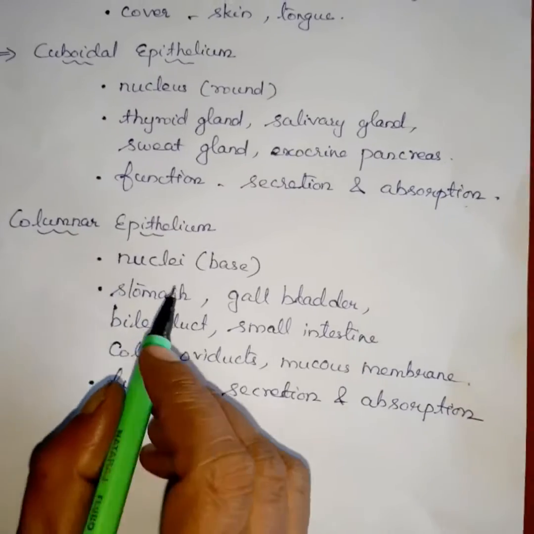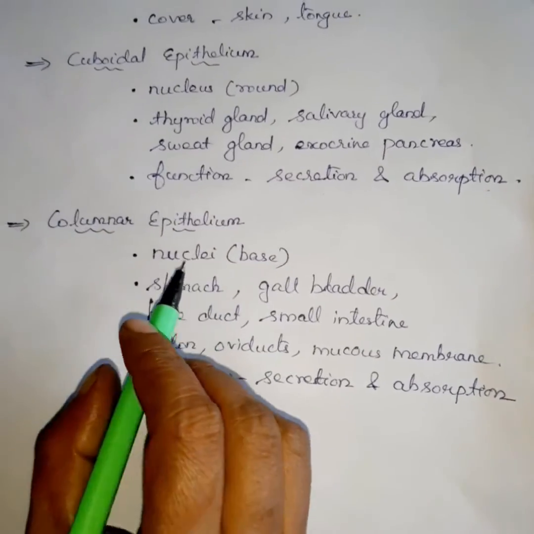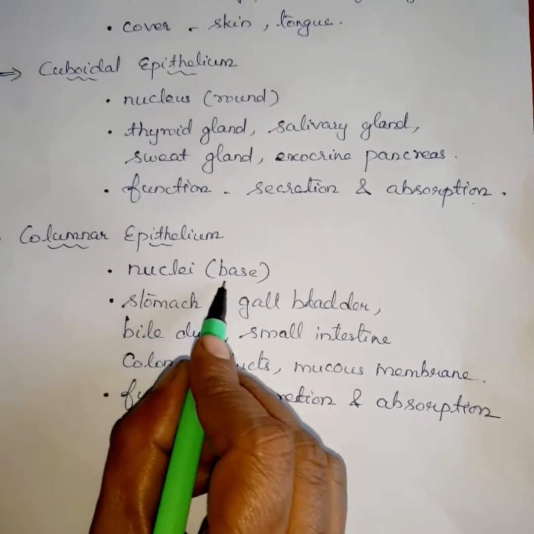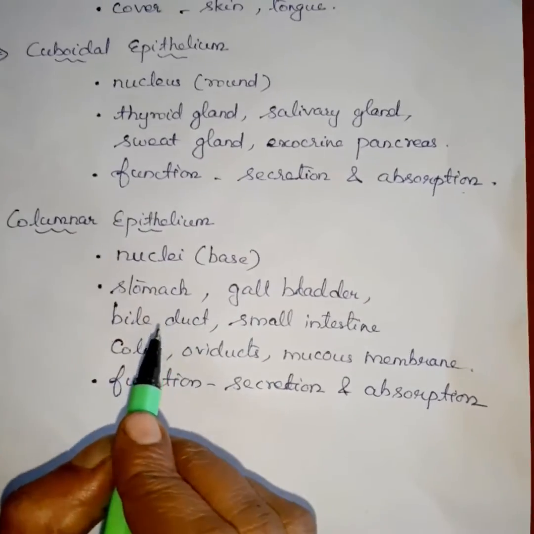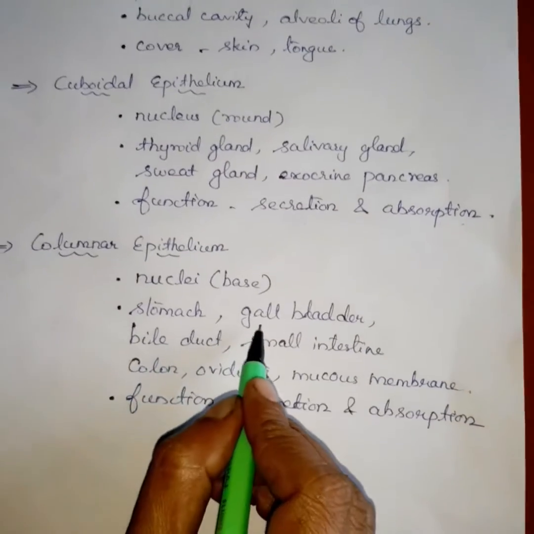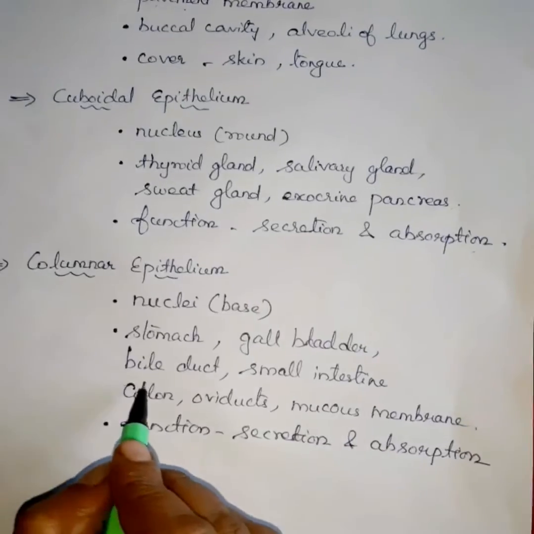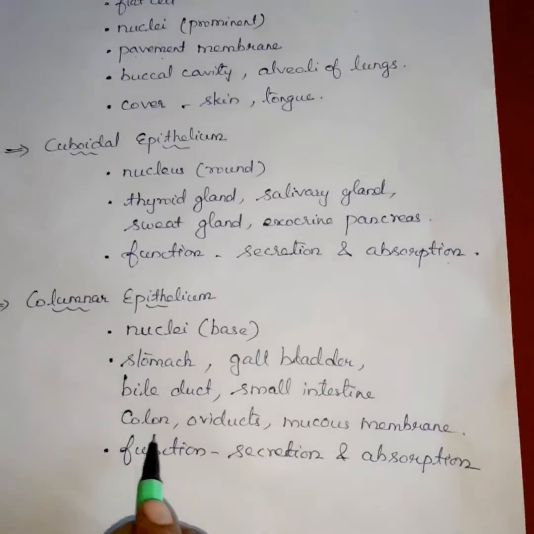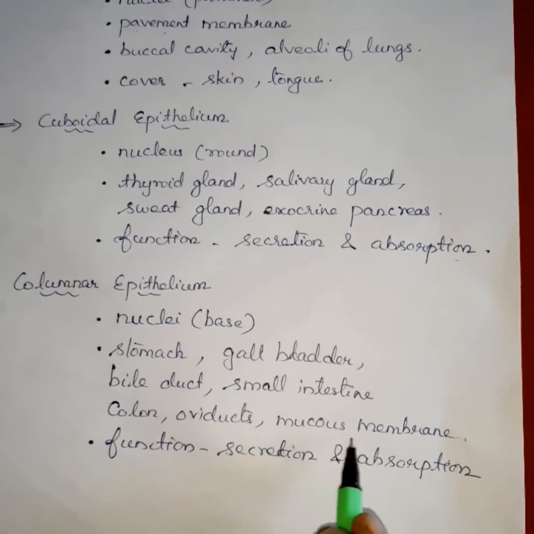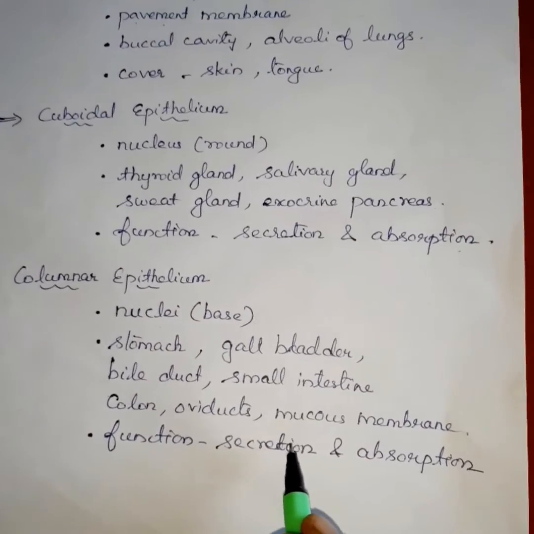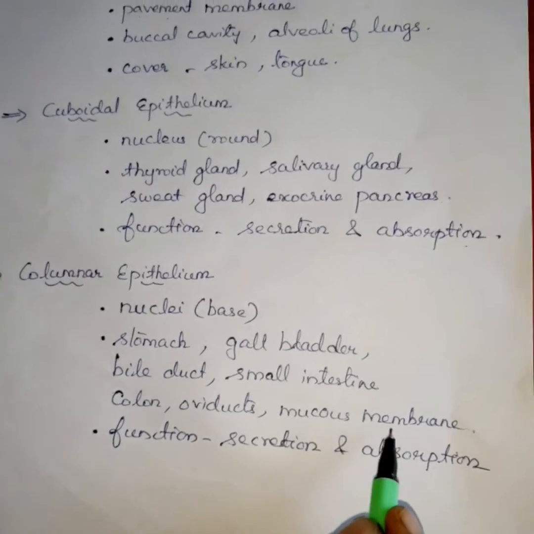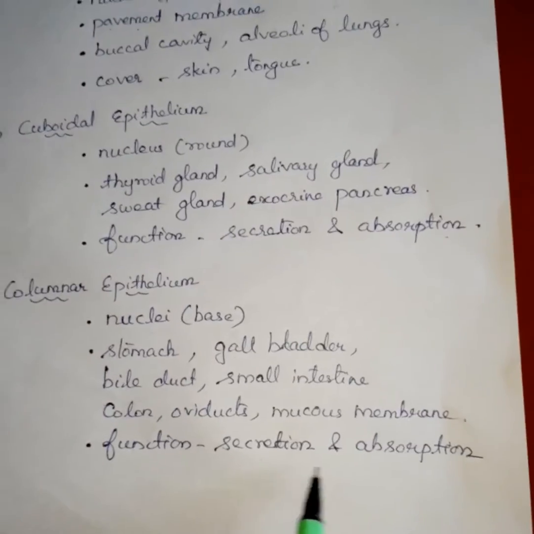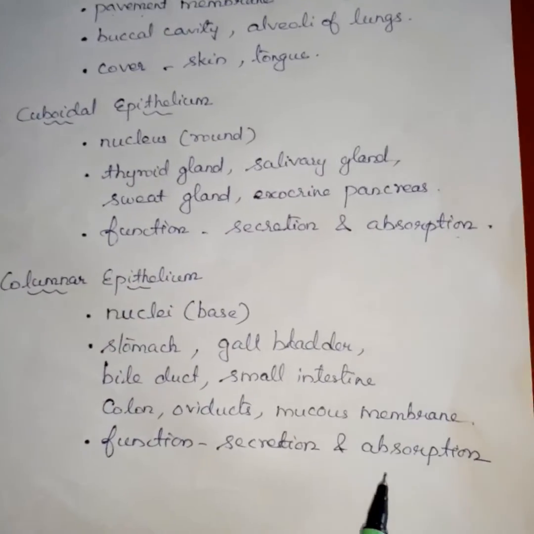It is a pillar-like cell and the nuclei are located at the base. It covers the stomach, gallbladder, bile duct, small intestine, colon, oviducts, and mucous membrane. The mucous membrane is found in the stomach. What is the main function? Secretion and absorption.